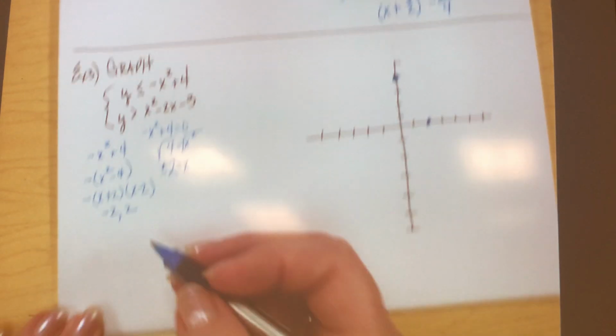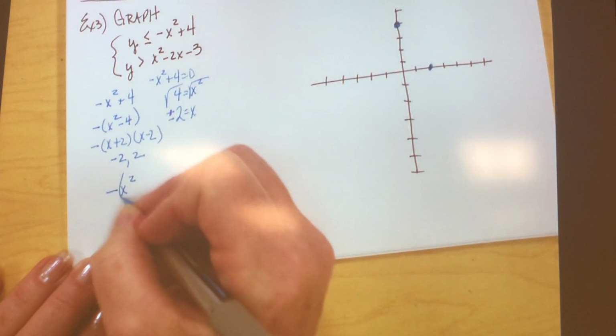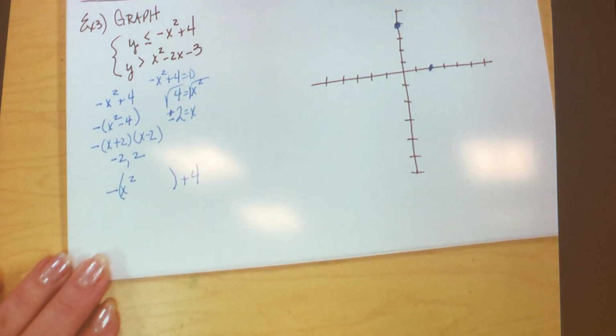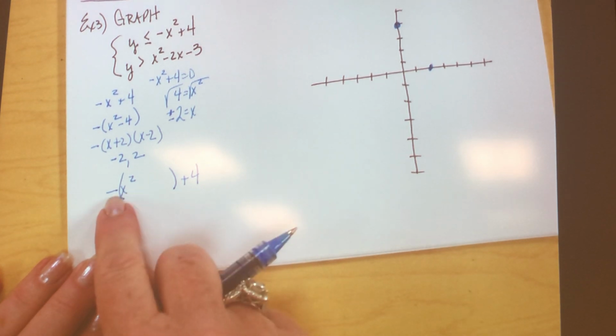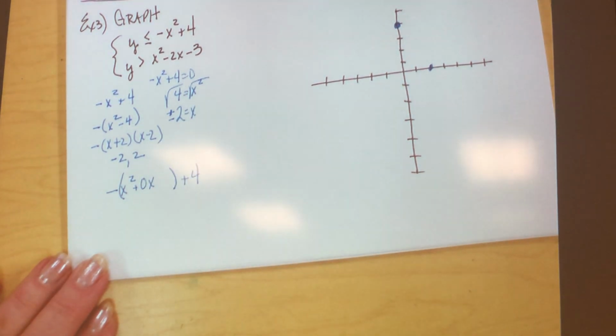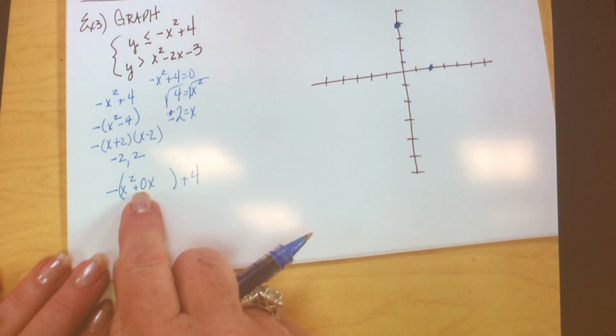If you put that in vertex form, do you agree this is what it's going to be? What is B? 0. So it doesn't matter, you can do plus 0x or minus 0x. It doesn't make any difference. You still got 0. Subtracting 0 and adding 0 is the same thing. What's half of 0? 0. What's 0 squared? 0.